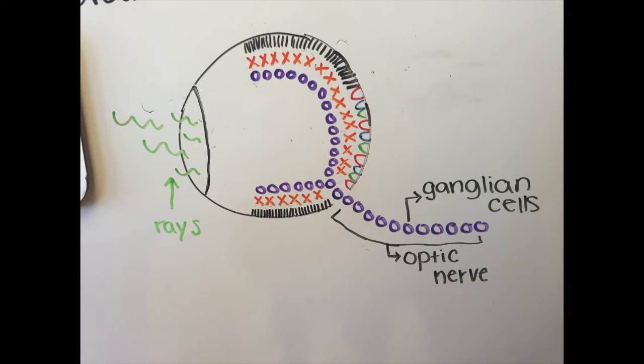The axons of the ganglion cells make up the optic nerve, which transmits information to the thalamus. Now, the optic nerve is really just the step that carries those impulses finally to a part of the brain.